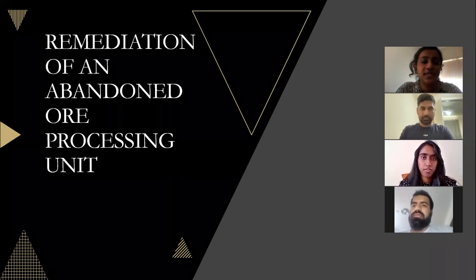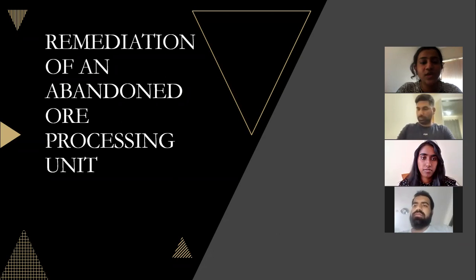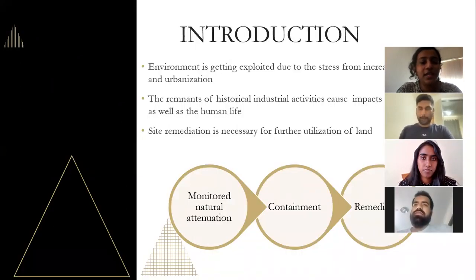Here we are going to discuss the site remediation strategies that we have proposed for an abandoned ore processing unit. As we all know, the environment is getting exploited due to the stress from increasing population and urbanization. The impacts are created by the consistent change in the lifestyle of people and pressure on the existing natural resources. The remnants of historical industrial activities cause impacts to the environment as well as human life that can impede the further utilization of land.